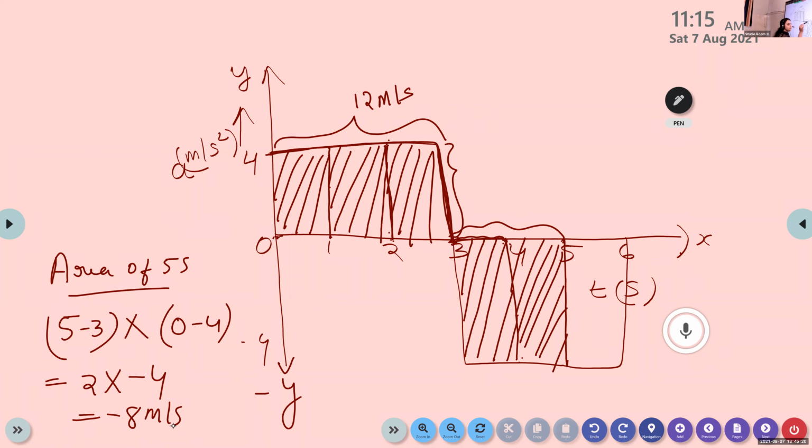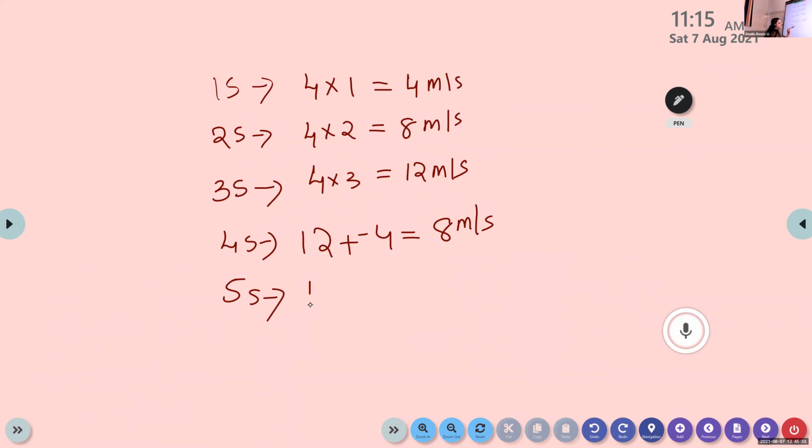So this minus 8 meter per second corresponds only to this region. We need to add it with the entire region, that is up to 12 meter per second. So it becomes 12 plus minus 8. What is 12 plus minus 8? 4 meter per second.